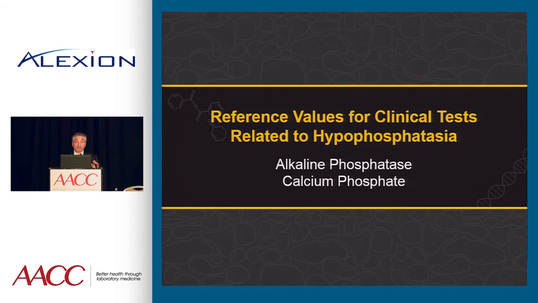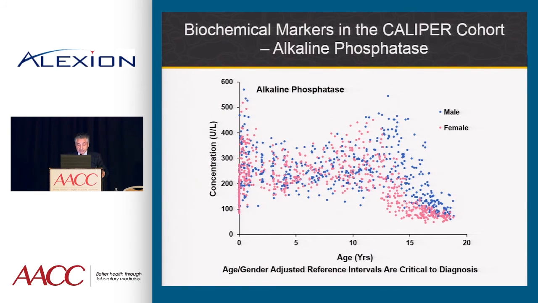Now, quickly, there's a lot of data that Caliper has generated, but I'm just going to show you the alkaline phosphatase data and calcium and phosphate because these are particularly relevant. This is the data from Caliper published in 2012. You can see the alkaline phosphatase levels in about 2,000 children. Levels are quite variable early after birth, but then stabilize, though still quite high, are elevated further in adolescence, and then levels drop very rapidly to adult levels by 18 years of age.